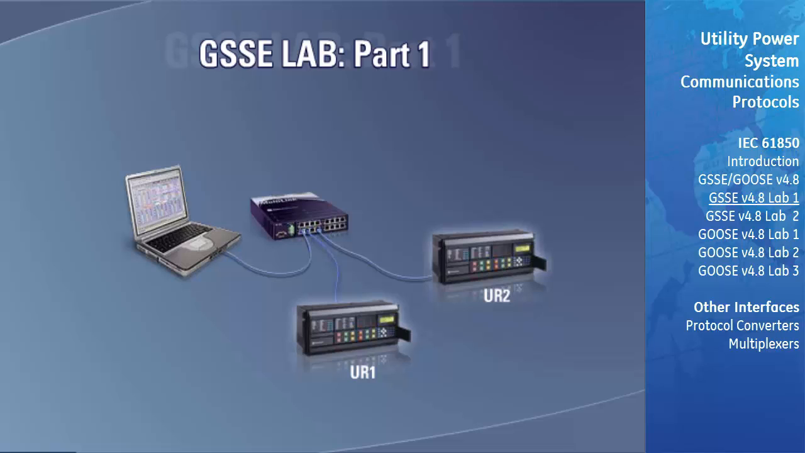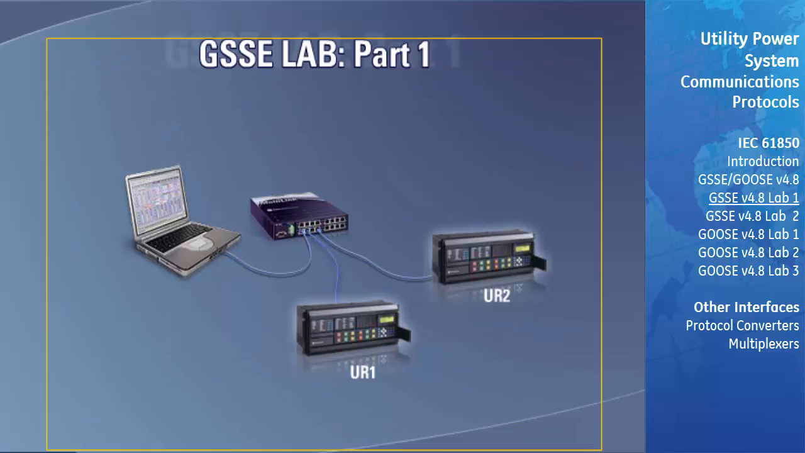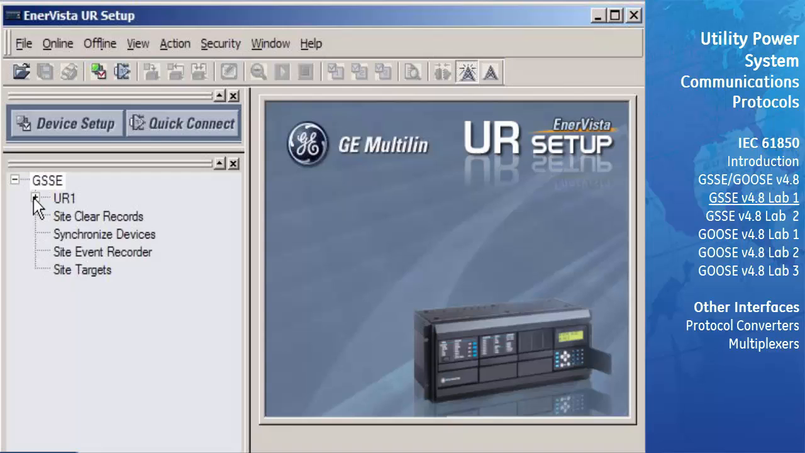First, we need to set up and test the Ethernet LAN using the ping command as described in earlier lab exercises in the Ethernet section of this CD. Once this is done, we will configure UR1 to transmit GSSE messages. To start, let's launch the EnerVista UR setup software.